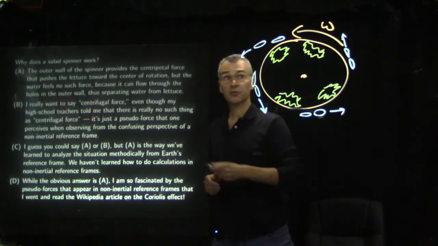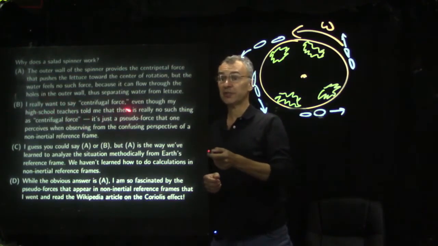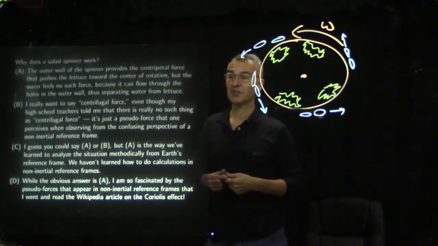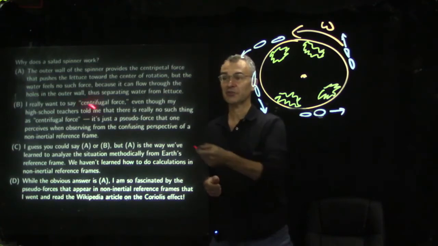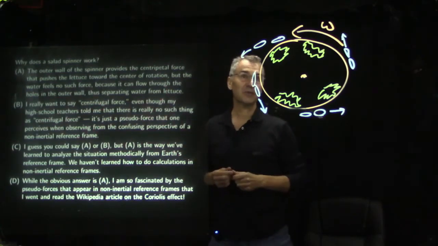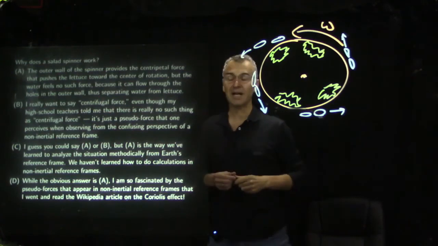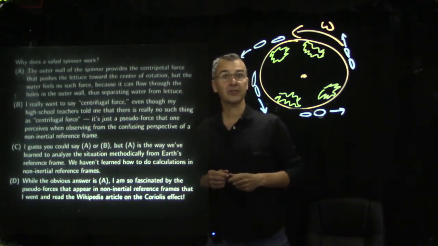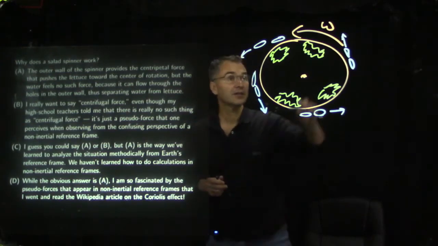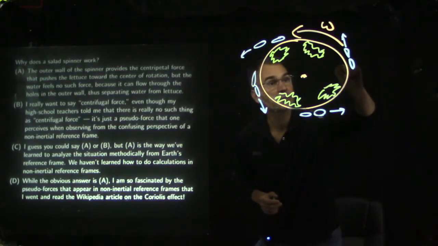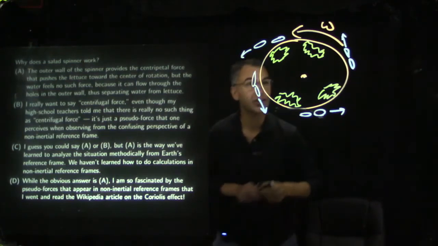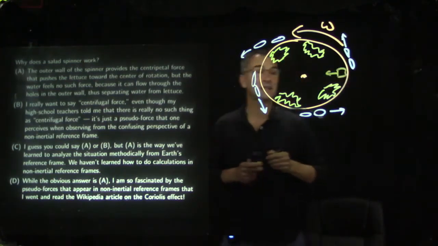I really want to say centrifugal force, even though my high school teachers told me there is really no such thing as centrifugal force. It's just a pseudo force that one perceives when observing from the confusing perspective of a non-inertial reference frame. This is a profound statement, which is a little bit outside the scope of this course, but I have been tempted for a long time to talk about it. So if you observe things from the perspective of an accelerating reference frame, sitting at this little spot on the outer edge of the salad spinner, then you are accelerating this way.